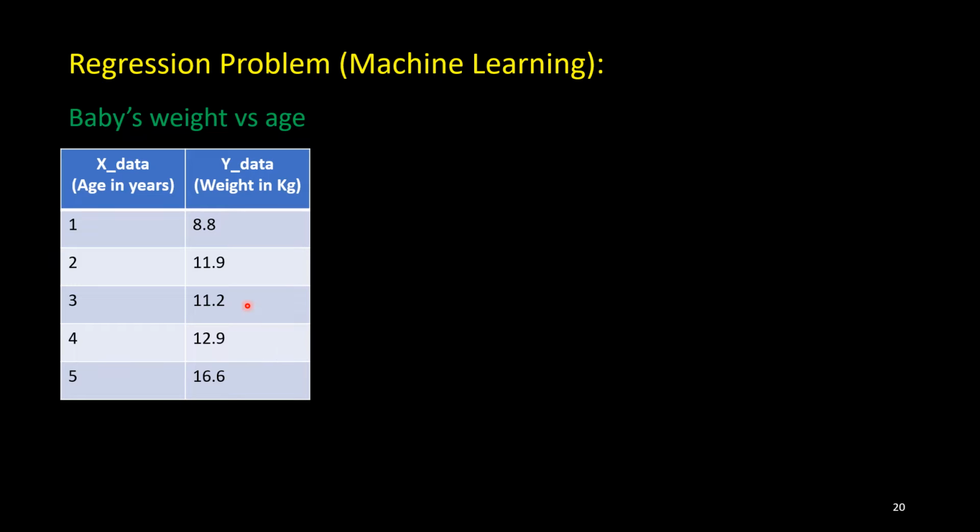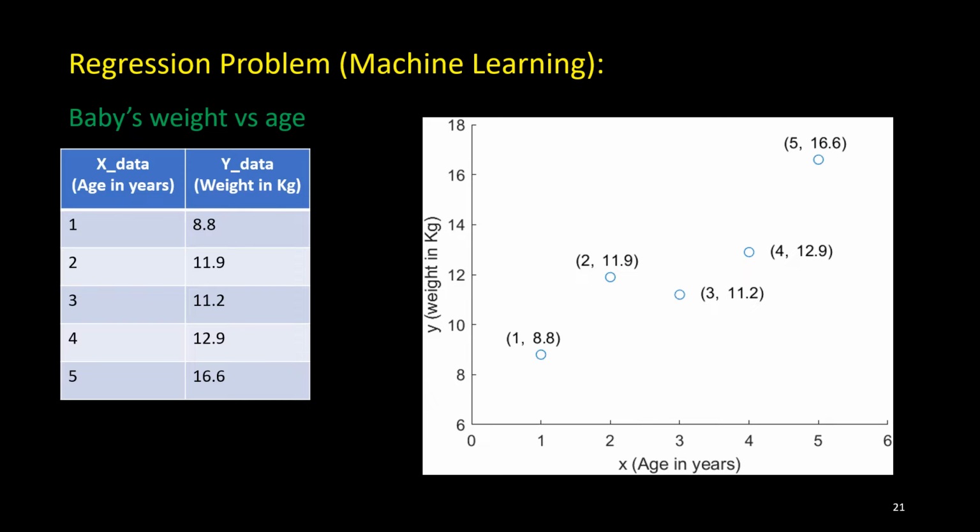But again, if we try to get some linear relation between this age and weight, then what we will do? First we'll try to plot this data. So this x-axis is the age, and the y-axis we'll consider the weight in kg. So this is the first sample, when age is 1 and weight is 8.8. The second sample, age is 2 years, and weight is 11.9. The age is 3 years, and then it is 11.2, 4 years, 12.9, 5 years, 16.6.